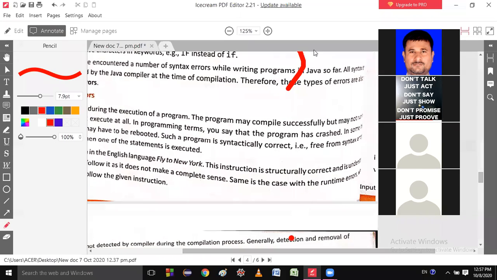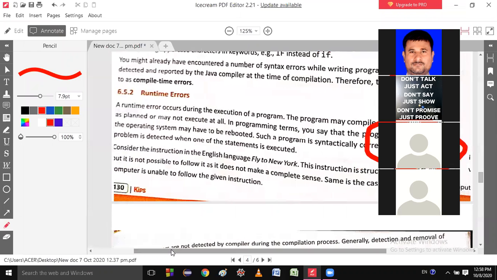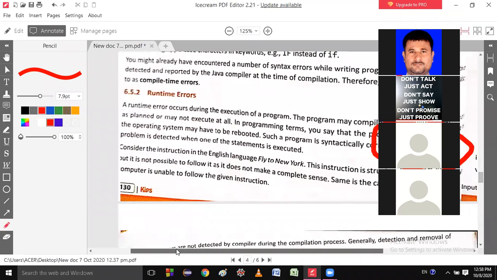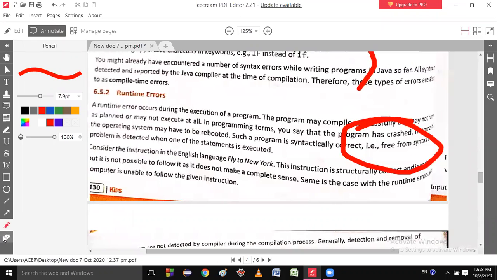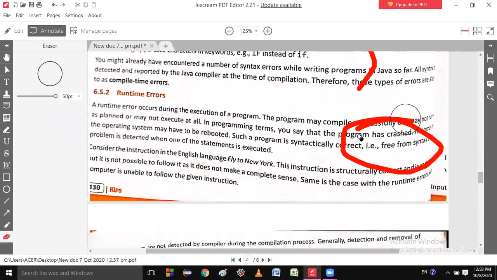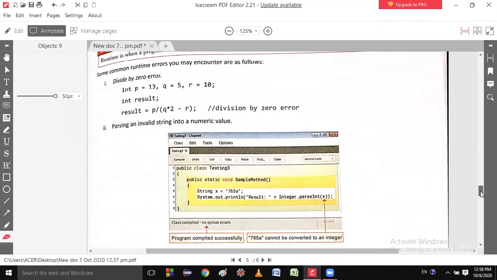By a runtime error, your system can crash. Anything can happen, and your program can crash. You will not get any result. Any problem can occur if a program gets a runtime error. Okay, students. Next one. How can a runtime error occur?